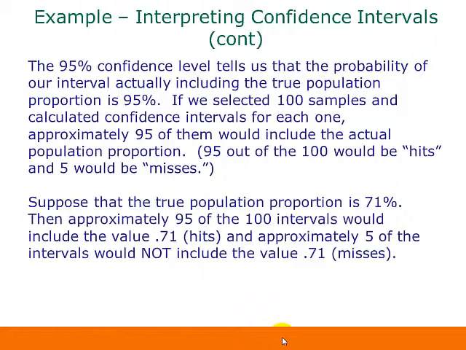So let's suppose that the true population proportion is actually 71%. Then approximately 95 of the 100 intervals would include the value 0.71, so they would be hits, and approximately 5 of the intervals would not include the value 0.71, so they would be misses.